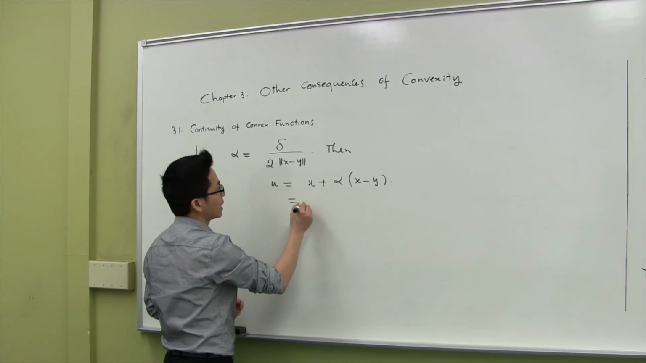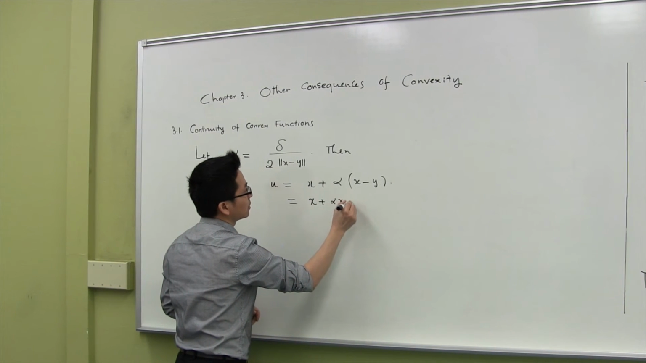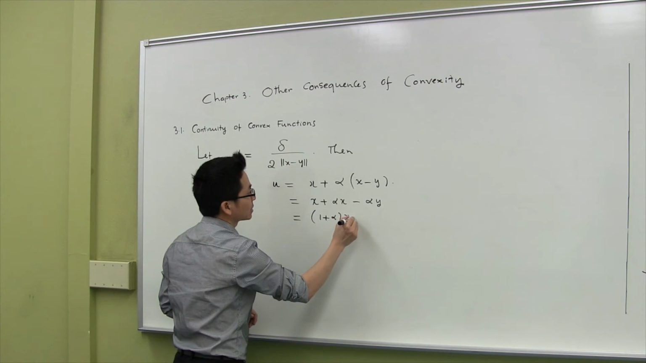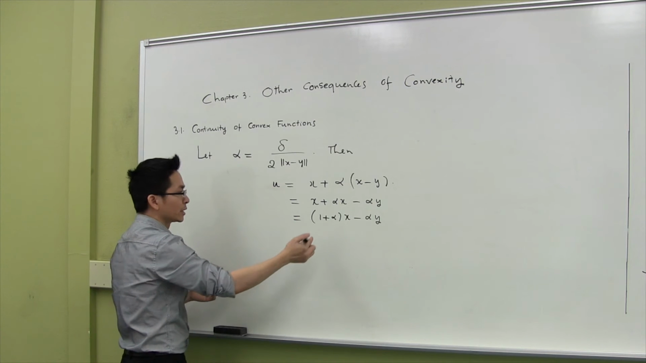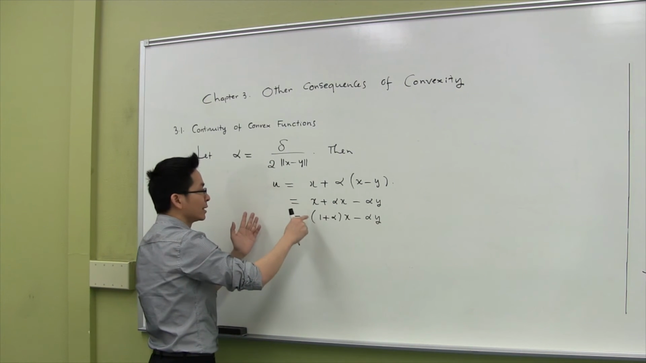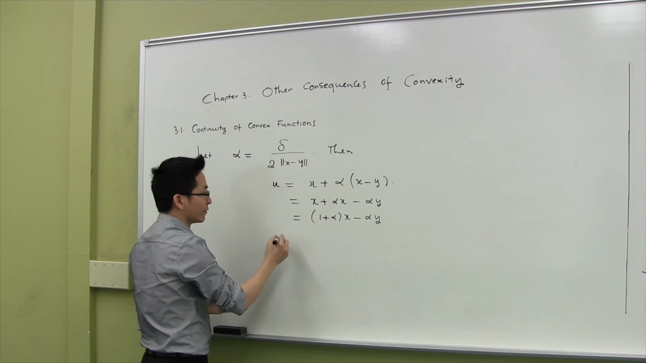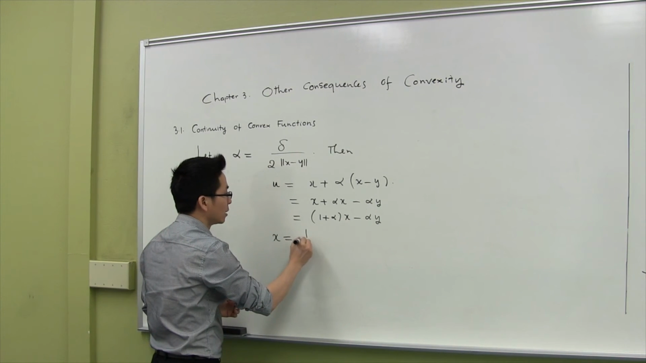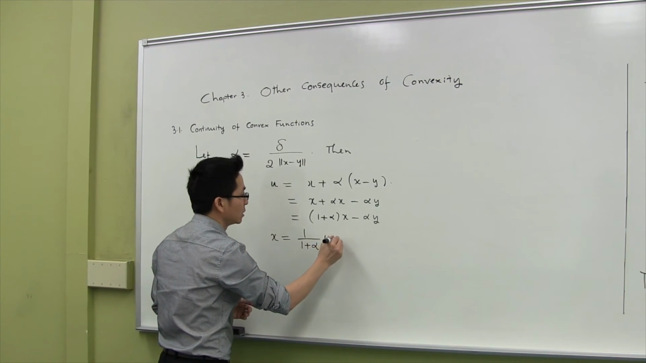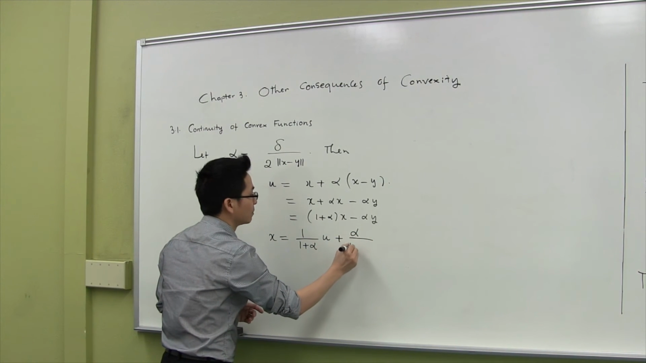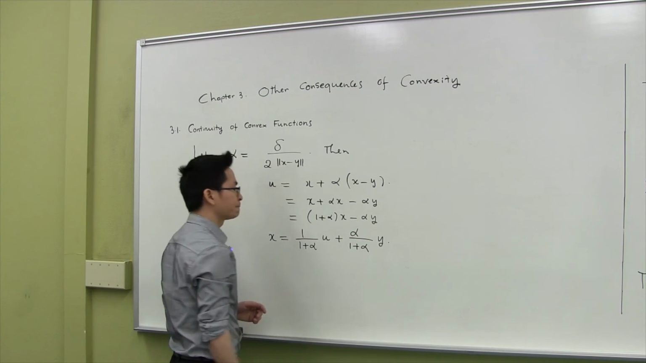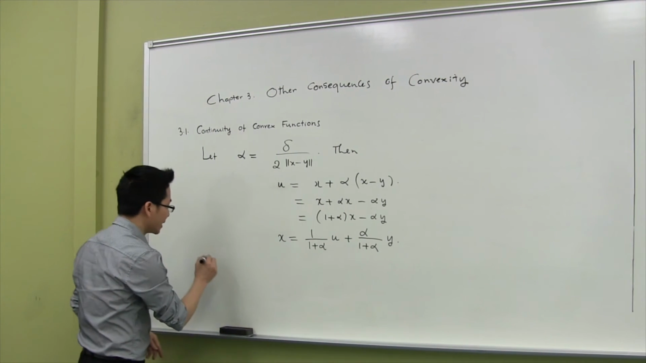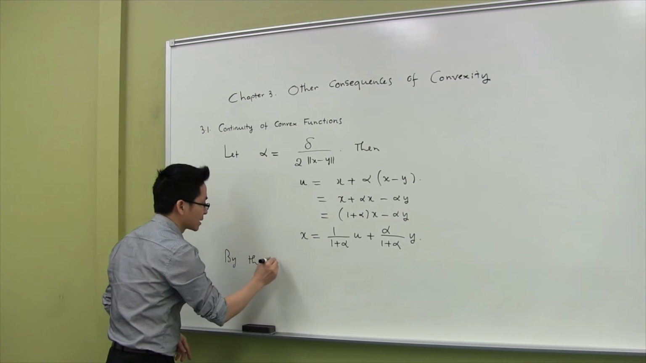So this is just the same as x plus alpha x minus alpha y. That is the same as 1 plus alpha times x minus alpha y. From here, we can add alpha y to both sides and divide by 1 plus alpha to have this representation of x. So x is equal to 1 over 1 plus alpha times u plus alpha over 1 plus alpha times y. Note that the sum of these coefficients is 1.